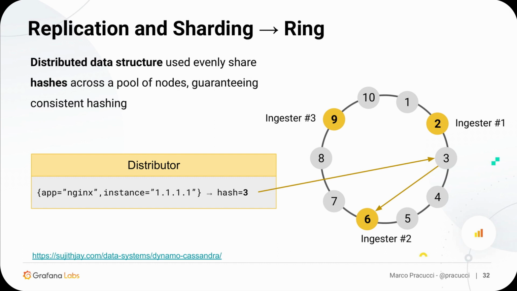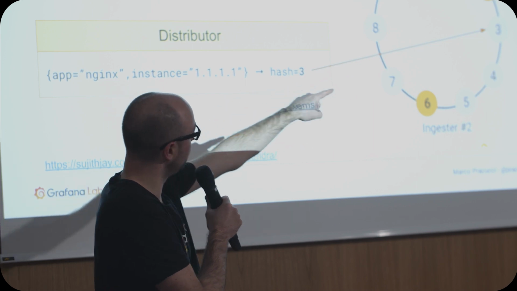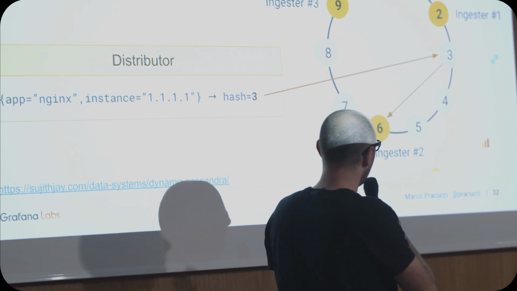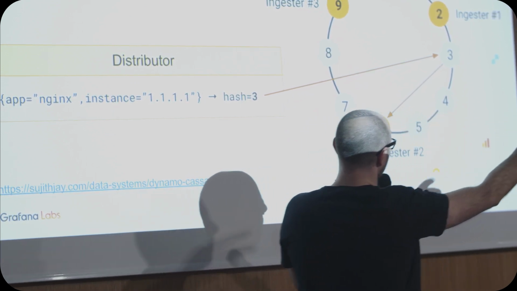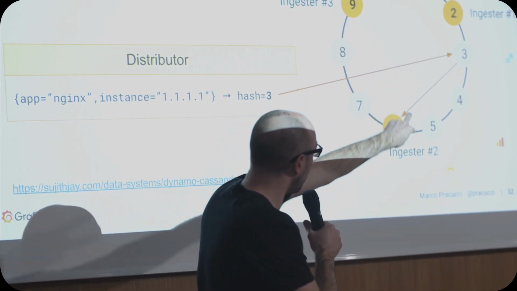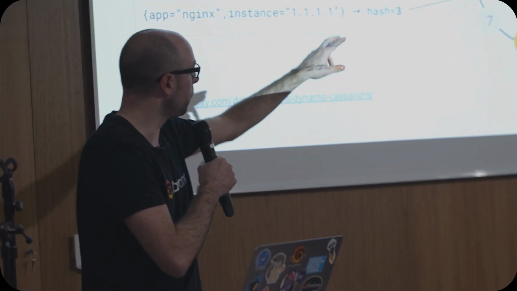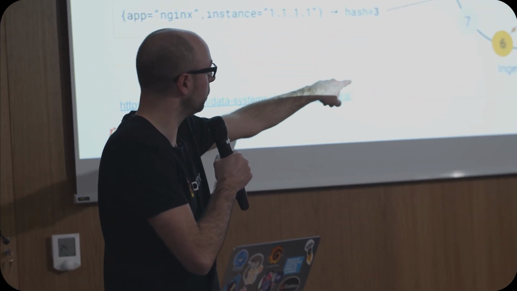When the distributor computes a hash of our input label set, the hash value is within our key space, 32-bit in Loki, 1 to 10 in this presentation. And what we do is the distributor checks if there's any ingester with the same value as the hash. If there's no ingester with the hash we computed from the labels, what the distributor does is walk through the ring in order to find, clockwise, the first healthy ingester within the ring. And in this case, the log is pushed to ingester number 2.